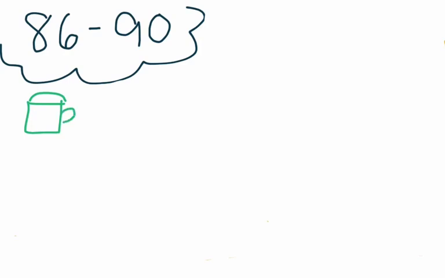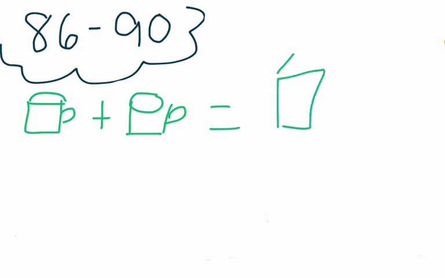Okay? This is a cup, let's say. A cup plus another cup equals 1 pint. And this is officially going to be our pint. Alright? 2 pints equals 1 quart.